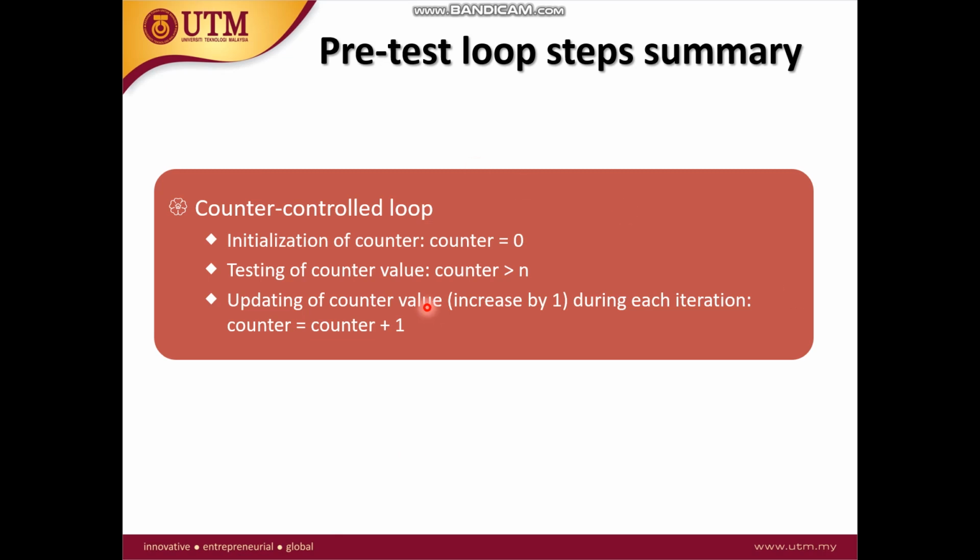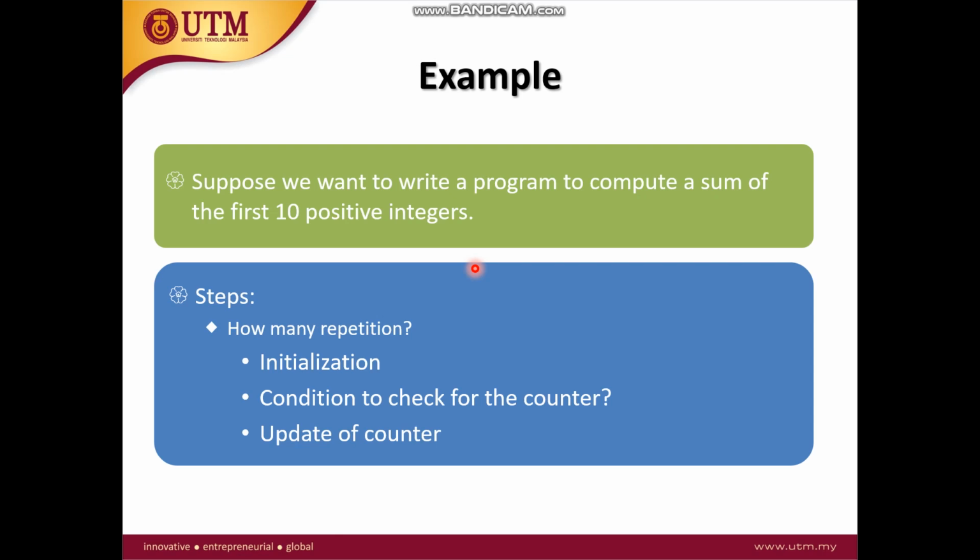Okay, how the counter controls a loop. So we have an initialization of the counter. We set it to a value 0 or any value you want. Then we are testing the value of the counter. We say while the counter is less than n. Anytime the condition is true, we are updating the value of the counter, increasing by 1 or by 2 or any other value, until the condition is going to be false. Then the program stops.